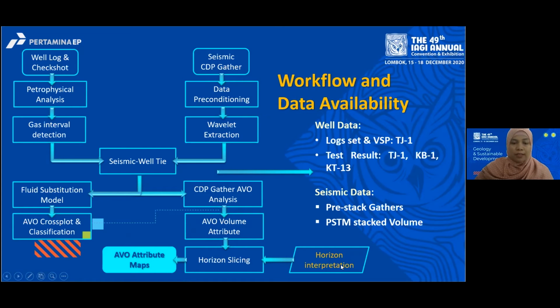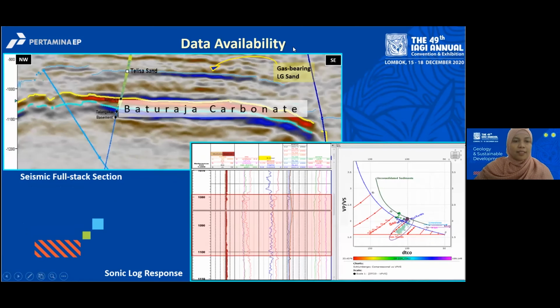And once we have the horizon interpreted previously, we can extract by horizon slicing, for example, to result the AVO attribute maps. These are the data we were talking about. This is the full stack seismic section, pre-stack seismic section. The brightest amplitude in the lower part here represents the Batu Raja carbonate, which is producing in the other part of the field, where our focus here is the gas-bearing Gita sandstone, represented by the high negative amplitude colored in blue.